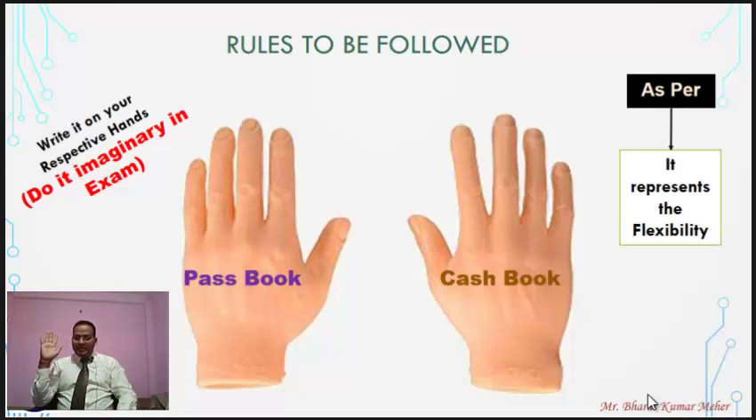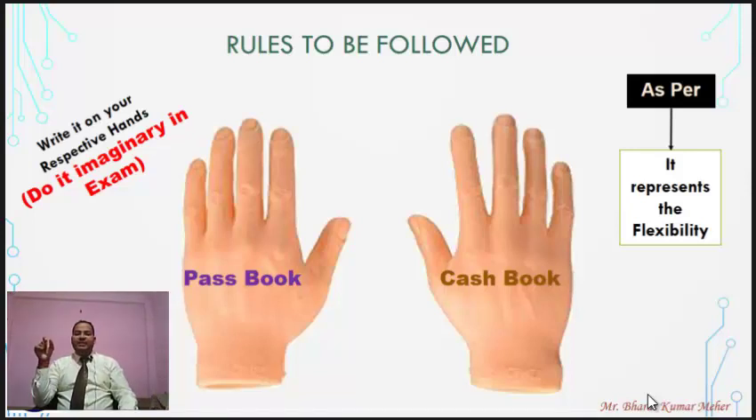Again I am repeating, the right hand as cash book and the left hand as passbook. Clear? You can write it on your palm, that is, this is cash book, this is passbook, no problem in that, but you have to do it imaginarily in the examination. Clear?